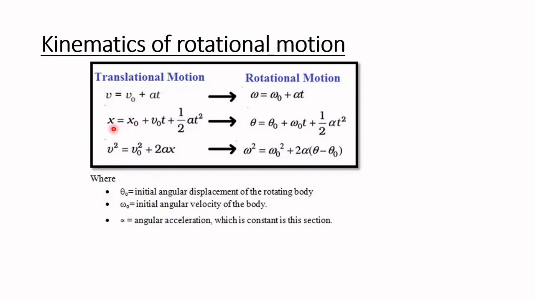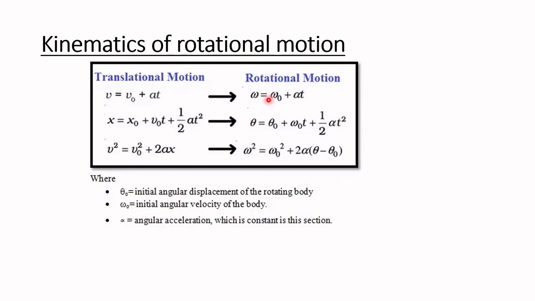The second equation of kinematics is x equal to x0 plus v0 t plus half a t square. And v square is equal to v0 square plus 2ax, where x and x0 are the final position and the initial position, and v and v0 are the final velocity and the initial velocity. So their analog equations in rotational motion are known as the kinematics of rotational motion.